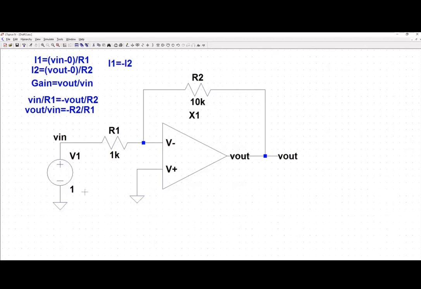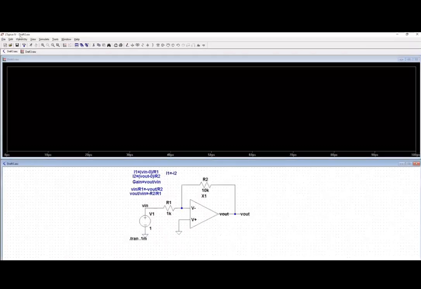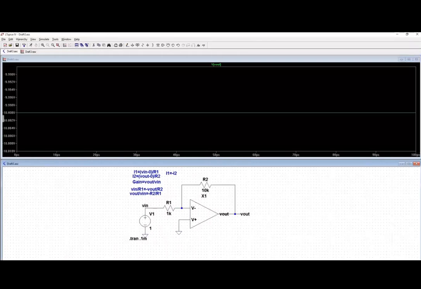Okay, so let's sim this. We've got V1 equal to 1, so what we should see at the output is negative 10 volts all the way across, and let's see if that's true. So we'll run it, and perform a transient analysis. Let's do something really short, 0.1 milli. Probe the output, and there we go. We see exactly negative 10 volts.